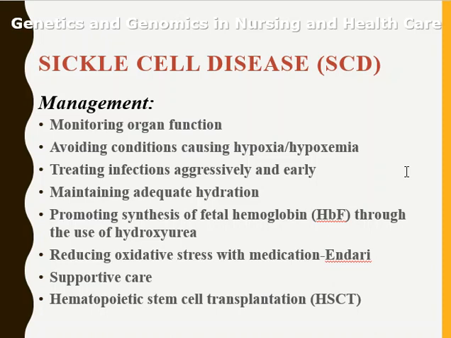And so in adults, the way to promote higher amounts of hemoglobin F is through the use of hydroxyurea as a medication treatment. Other treatments include reducing oxidative stress with medication, supportive care, of course, and hematopoietic stem cell transplantation as options. So with these measures, sickle cell anemia is not curable, but it can certainly reduce complications.